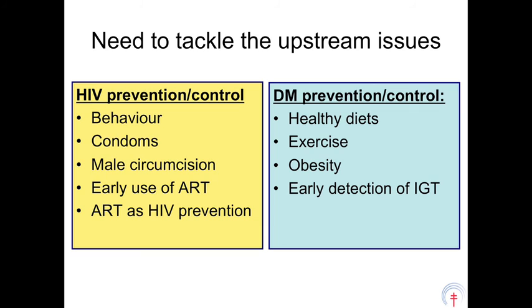So can we do the same sort of thing with diabetes? I think it's a lot more difficult, because here we have to tackle diets, we have to tackle exercise, we have the obesity epidemic to deal with. And of course people are saying, well, what about picking up impaired glucose tolerance, IGT, detecting it and preventing people going on to get diabetes? What's the evidence that that works? It's pretty slender. So I think we have a difficult task here.